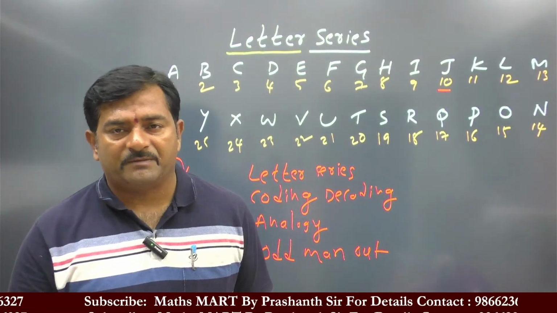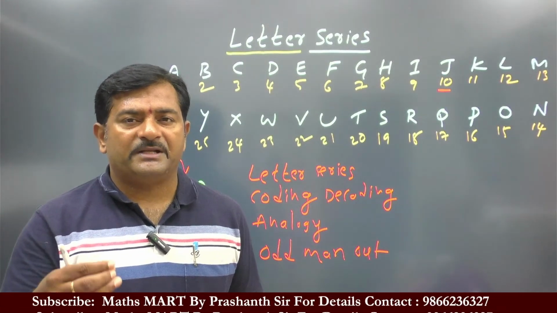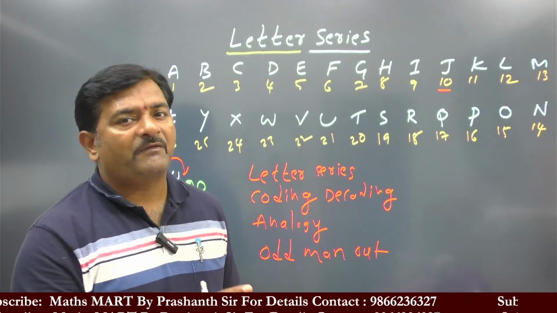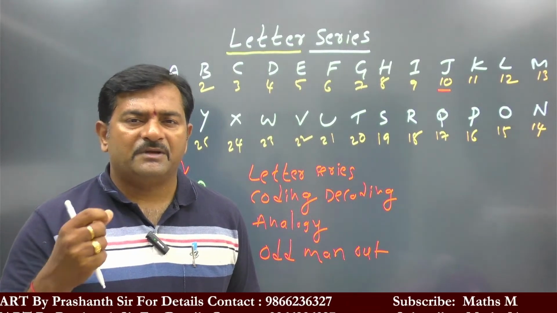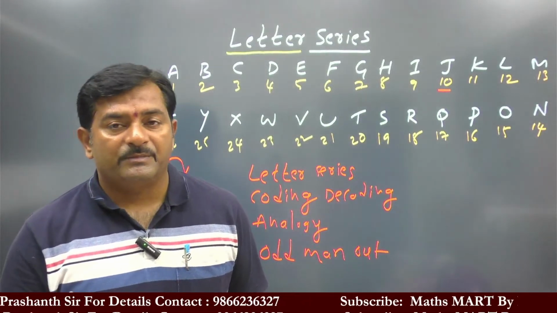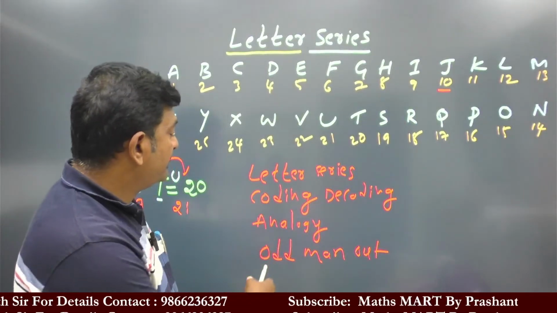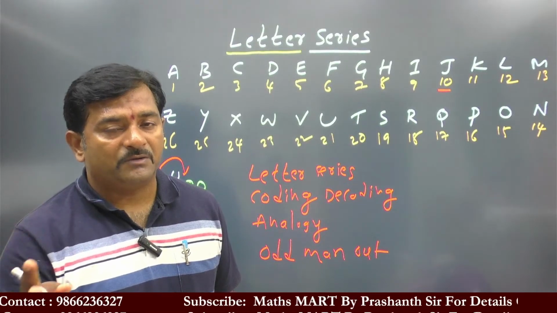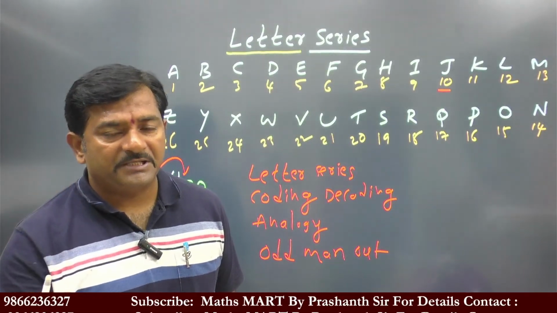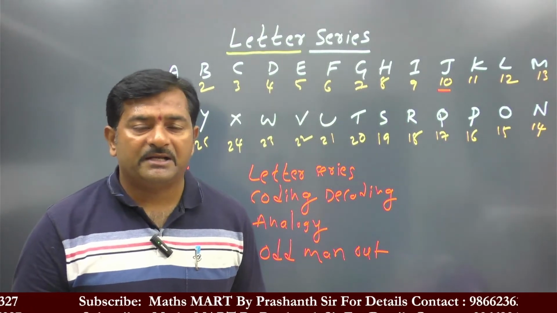Initially, you may not be comfortable, but if you spend at least 10-15 minutes on this alphabetical numbering, once you get full command of it, you will be able to answer any kind of questions. Because, as I said, these are different chapters, 4 chapters: letter series, coding, decoding, analogy, and odd man out. These 4 chapters are completely based on alphabetical numbering only.